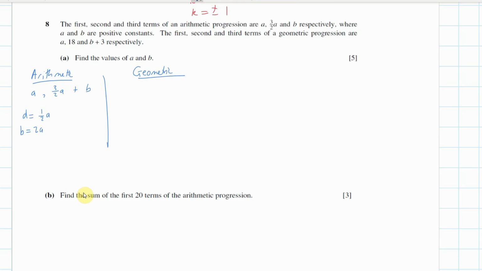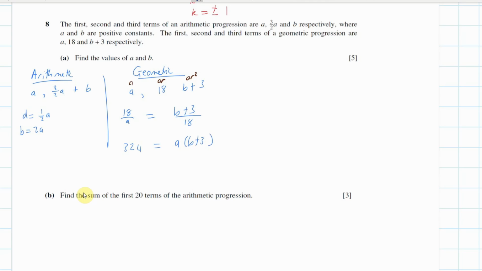The geometric, so a, 18, b plus 3. Now since the first, second and third, we know that 18 over a should be equal to b plus 3 over 18, because remember this is a, this is ar, and this is ar squared, so ar squared over ar should be equal to ar over a. So we can go 18 squared, which is 324, equals a into b plus 3.